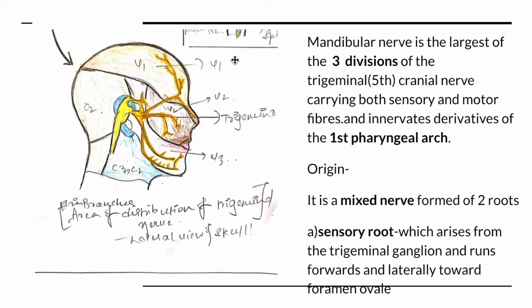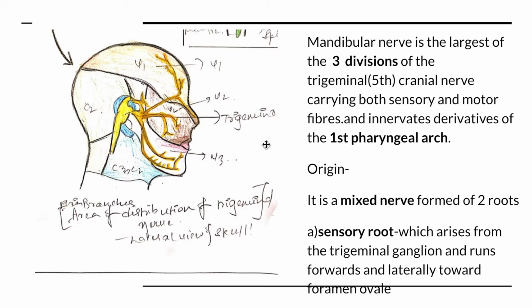Now, the first two branches of the trigeminal nerve are purely sensory. However, the branch of our concern, which is the mandibular nerve, is a mixed nerve carrying both sensory and motor fibers. It is derived from the first pharyngeal arch and hence innervates all the derivatives of the first pharyngeal arch.